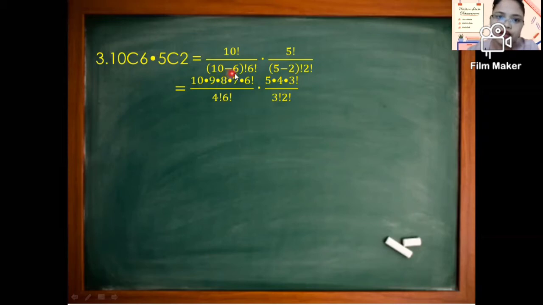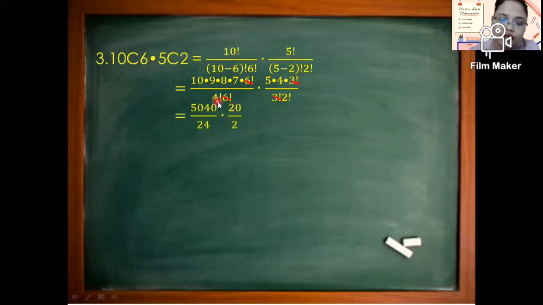10 minus 6 is 4. Kaya nagkaroon tayo ng 4 factorial. Times, same thing with this numbers po, this combination. 5 factorial. Since 3 factorial ang pinakamalaking factorial na nasa denominator, nag-stop ako sa numerator sa 3 factorial. Okay? Kasi pwede na natin i-cancel yung mga common, which is 6 factorial and 6 factorial, 3 factorial and 3 factorial.